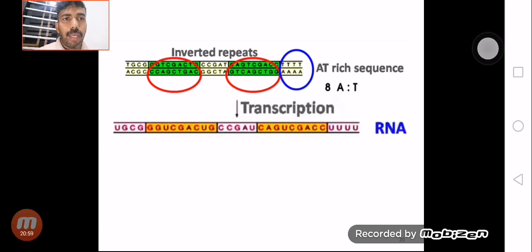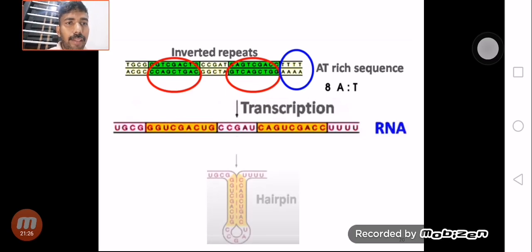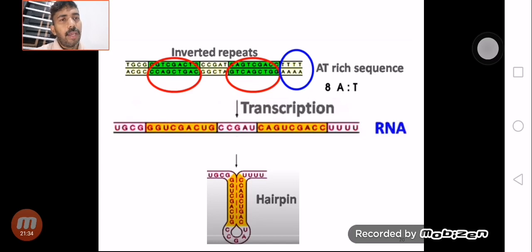So once this region is being transcribed by the RNA polymerase, they'll produce a structure like this, or the sequence like this in the RNA. You can see these yellow marked sequences in the RNA are complementary to each other. You can cross check that. There are 2 guanines at the 5' end, and there are 2 cytosines at the 3' end. Like that, they are complementary. So once they come like this, they can pair with each other. So this structure is what we call the stem loop structure or hairpin structure. So this formation is important for the rho independent termination process in bacteria.